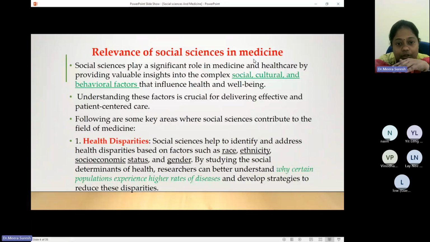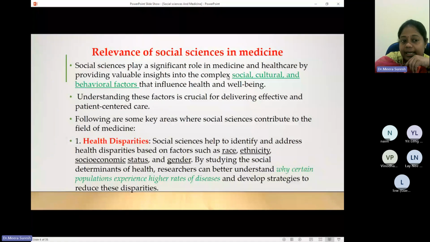Still, I have to say something. This is the relevance of social sciences, because in our health and well-being, the social, cultural, and behavioral factors do affect us. Social is what we have to follow according to the society around us. Cultural is the cultural practices in our own community. And behavioral is our own personal behavior. So this is very important in medicine.